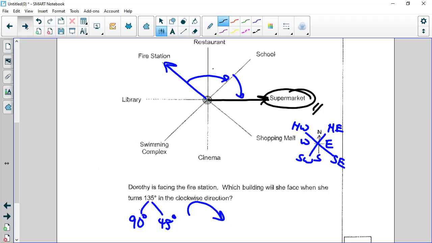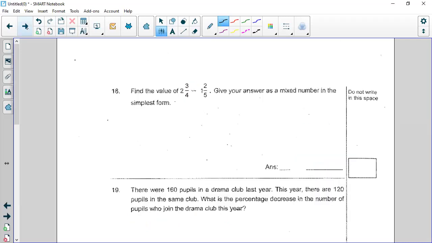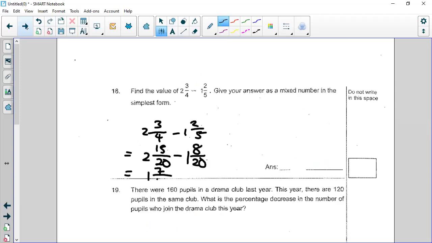Next one will be number 18. How do you minus fractions? This one, you will have to make the denominator the same. So you have 4 times 5, 20, 3 times 5, 15, and then whole number is unchanged, and then 5 times 4, and 2 times 4. And then you minus the whole number first. So 2 minus 1 is 1, 15 minus 8 will be 7 out of 20. And make sure that your answer is in the simplest form.